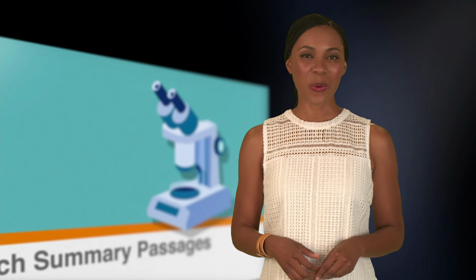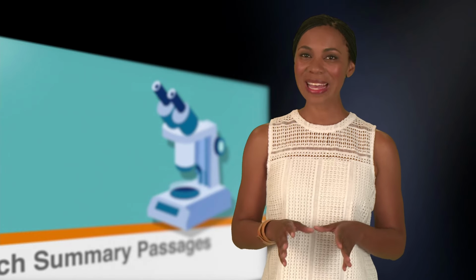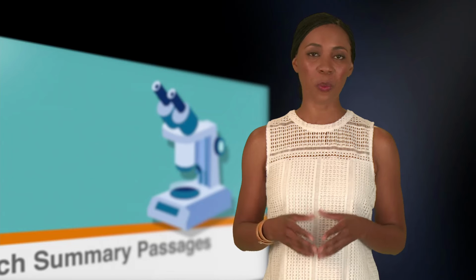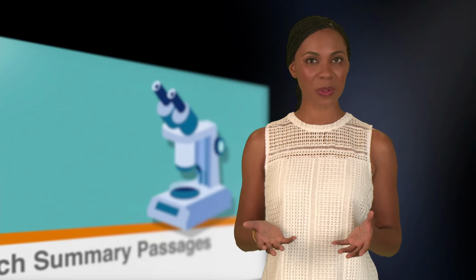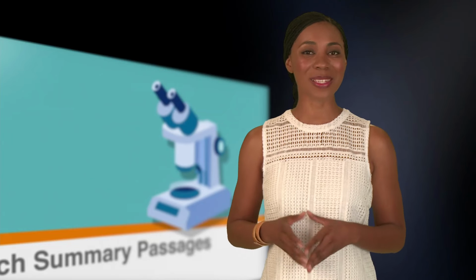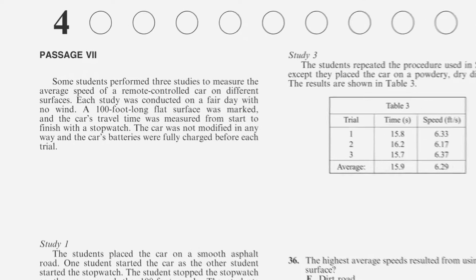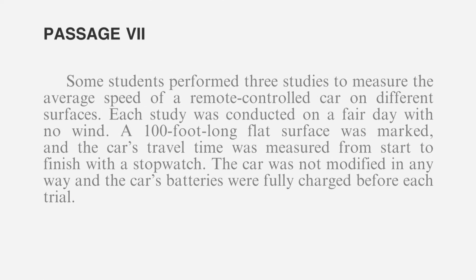Questions will ask you about the experiments and data separately. You can also expect questions on the reading, and you'll need to use information from one chart, graph, or table and apply it to another set of data. Let's look at this research summary passage to see how this all fits together.